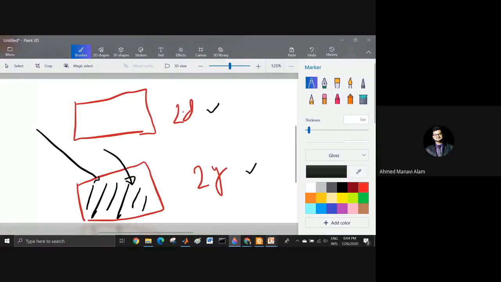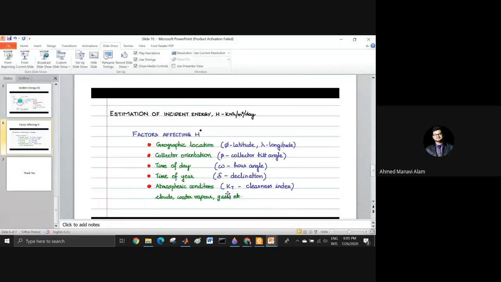These are very common sense topics, which can be understood by common sense: clouds, water vapor, gases. These things hugely impact our PV cell.